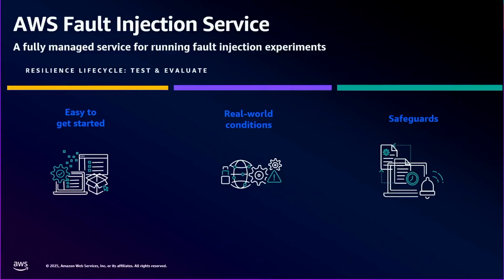We make it very easy to get started with FIS. There's a lot of guidance on the console itself and with the service that makes it easy to test real-world scenarios, and I'll show you some of those. And there are also features in FIS that help you make sure that you're running these experiments in a safe way. For example, you can configure your experiments to pause or roll back if a CloudWatch alarm goes into an alarm state. For example, that alarm could be something that's monitoring your customer experience on a production application.